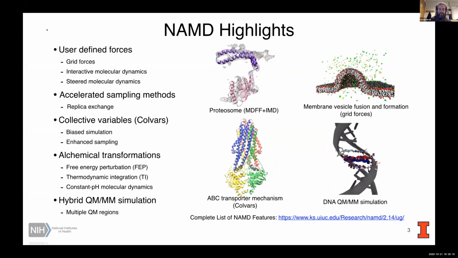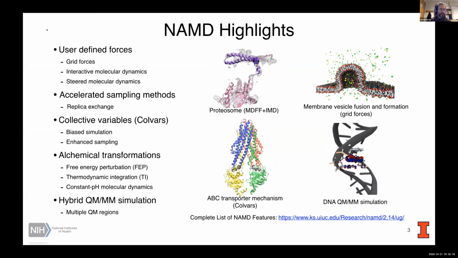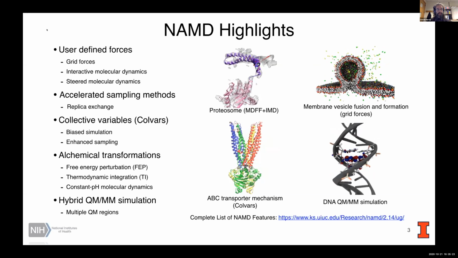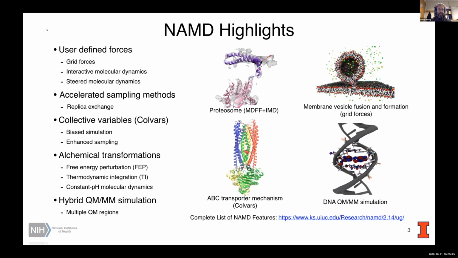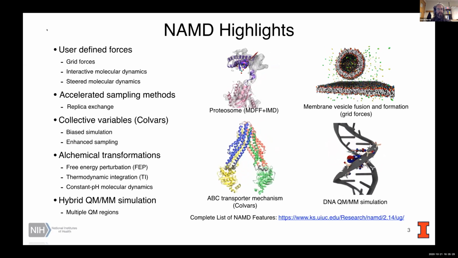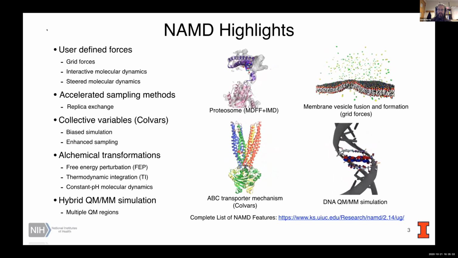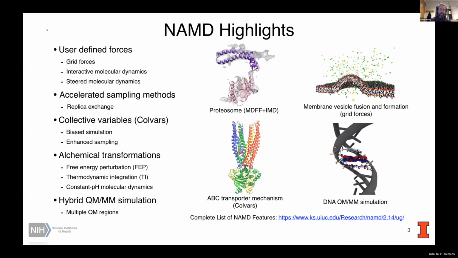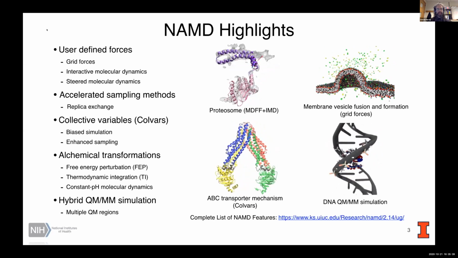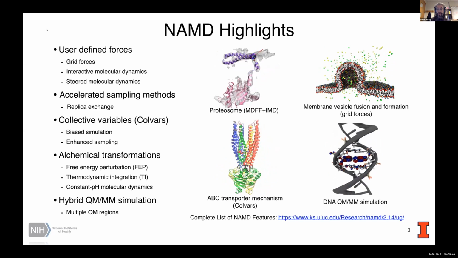transporter opened and closed. We have a rich collection of alchemical transformations. These allow us to do free energy perturbation and thermodynamic integration. And we also can attach NAMD to various QM packages to do hybrid QM/MM simulations as well.